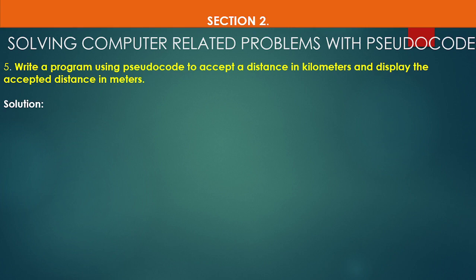The question is: write a program using pseudocode to accept a distance in kilometers and display the accepted distance in meters. Basically, the question is asking us to convert a number from kilometers to meters. Accept a distance in kilometers and display the accepted distance in meters. Our software should be able to convert it from kilometers to meters.